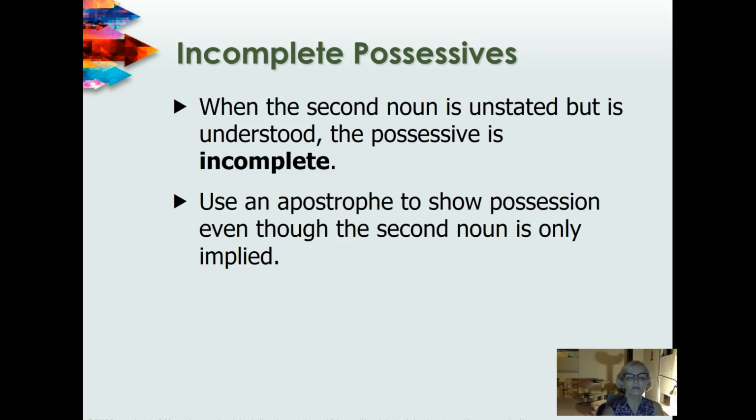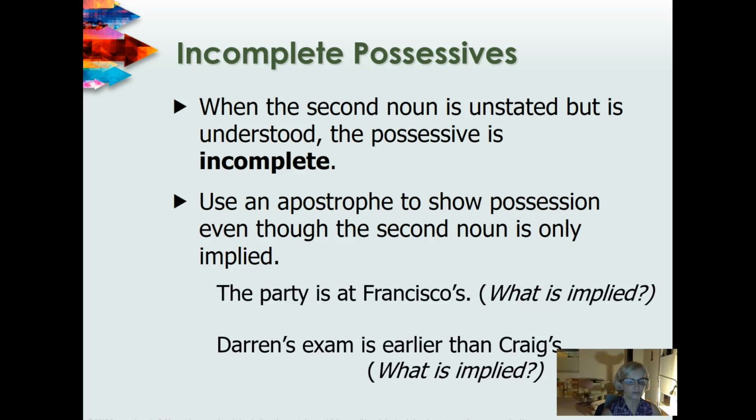Sometimes we leave something out, and that is implied, so that we know exactly what's missing and what is meant, but we don't actually write it out. So the party is at Francisco's. Francisco's what? Francisco's house, right? So that's implied. See how there is a possessive for that.